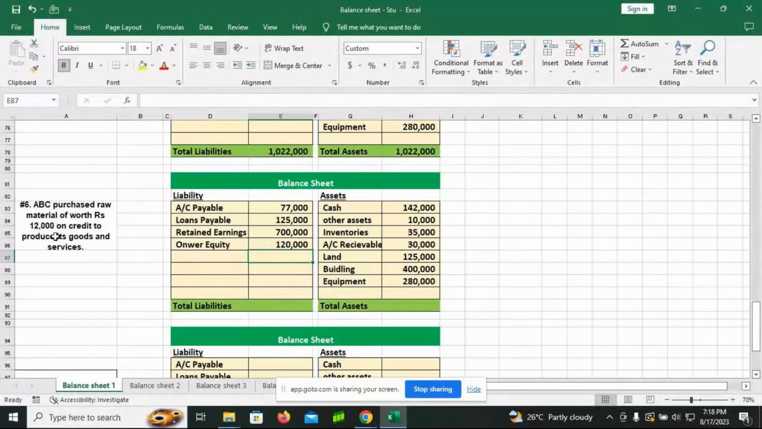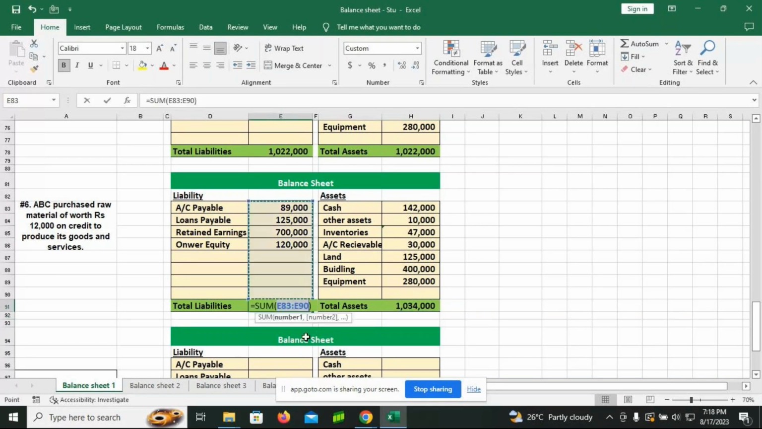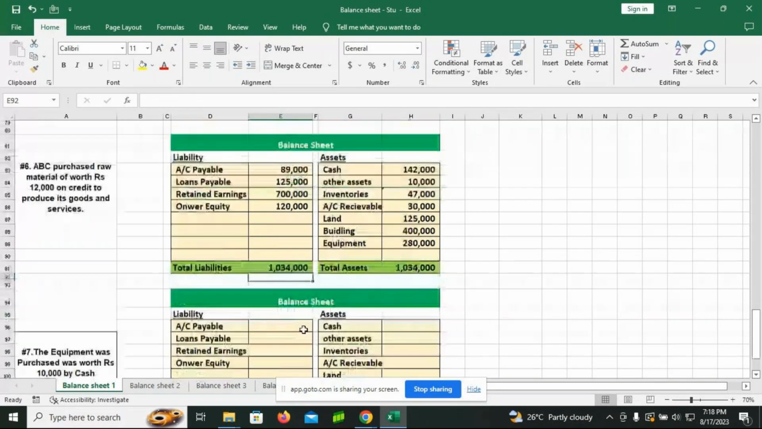So in this, ABC purchased raw materials worth rupees 12,000. Raw materials means it is inventory that we have purchased. So inventory I will add plus 12,000. Then this will be added in account payable. It is telling that we have bought the raw materials worth rupees 12,000 on credit. So here I need to add 12,000 in account payable. So now I'll come and make it alt equals and alt equals. So next, the last one.